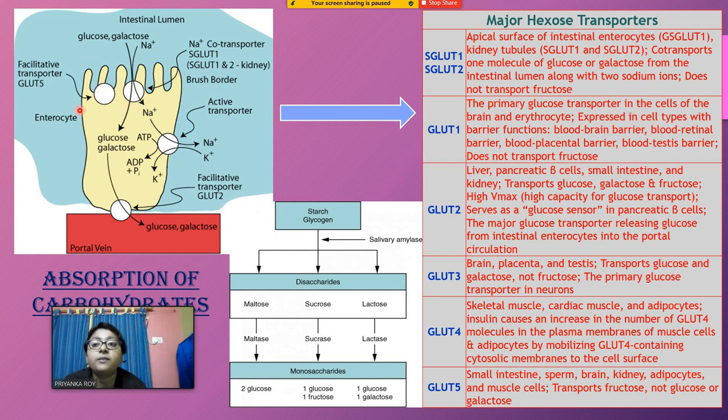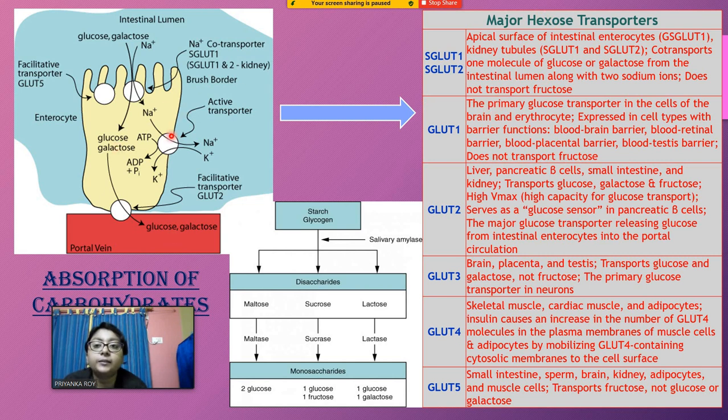And also there is a facilitative transporter called GLUT5 here. This GLUT5 can transport fructose but not glucose or galactose. So basically glucose, fructose and galactose are the simplest units of carbohydrates and they can be transported into the intestinal cells with the help of these hexose transporters.